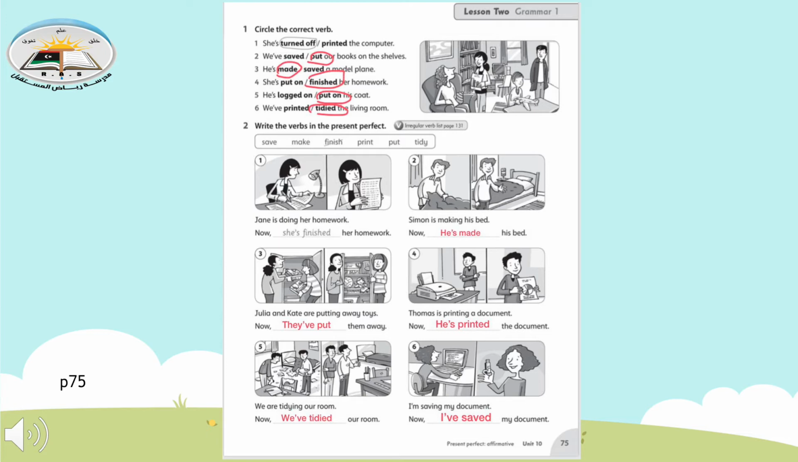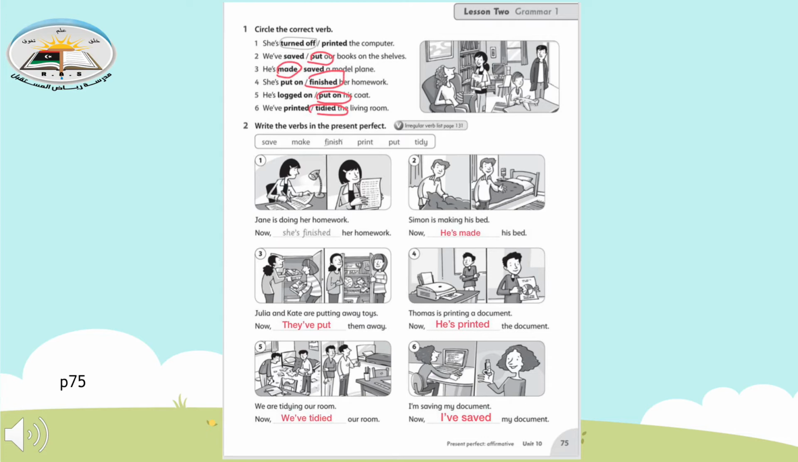Circle finished. Number 5. He has logged on, put on his coat. He has put on his coat. Circle put on. Number 6. We have printed, tidied the living room. We have tidied the living room. Circle tidied. So all over again, we have number 1, turned off. Number 2, put. Number 3, made. Number 4, finished. Number 5, put on. Number 6, tidied.